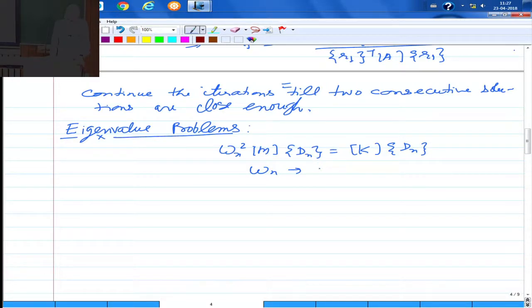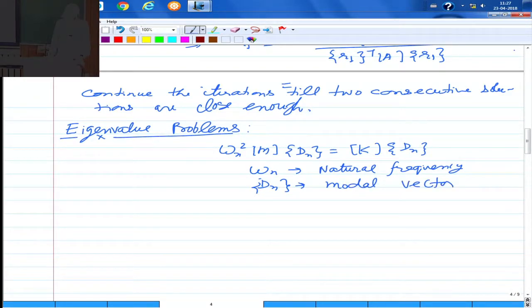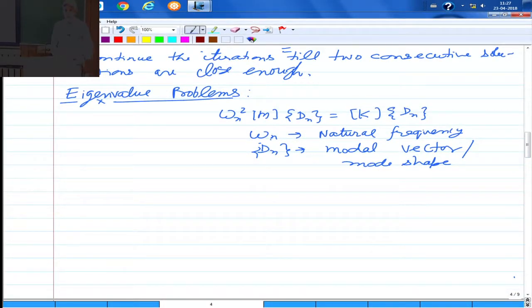This small n is for natural. So this is the natural frequency. If you evaluate it as it is, this would be in radians per second, and dn is the modal vector, or you simply call it the mode shape. Now the solution here means we want to find the set of values omega n and the corresponding dn. That's the solution of an eigenvalue problem.